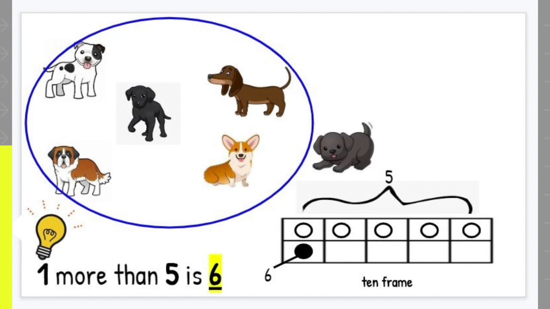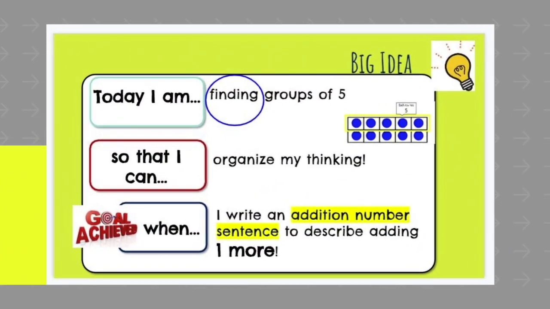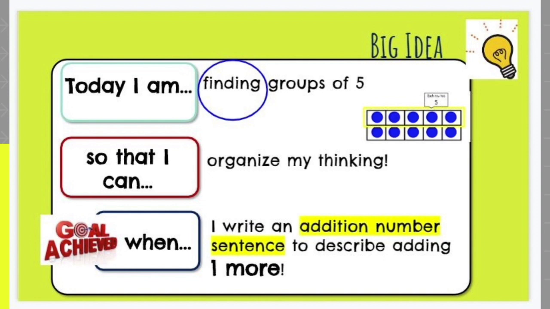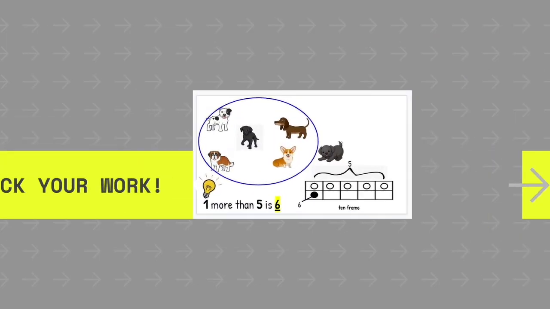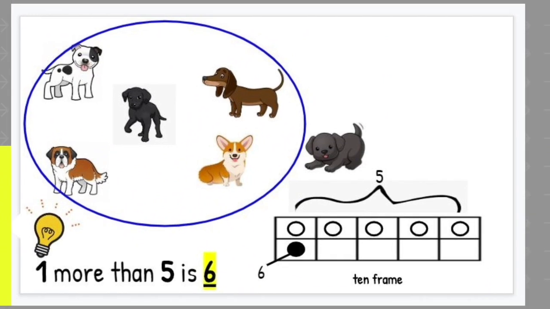today. Let's go back to our goal. What was our goal today? I write an addition number sentence to describe adding 1 more. Okay, so we just figured out what 1 more than 5 is. 1 more than 5 is 6. So keep that goal in mind. That's what that light bulb is there to remind us of.